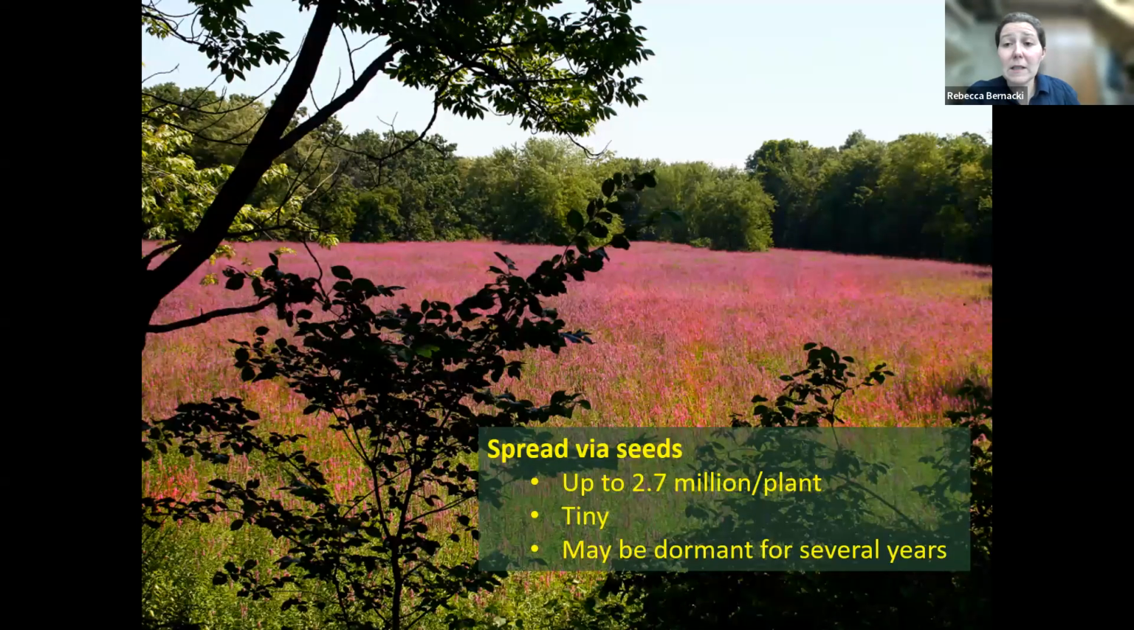This species is really spread via seeds. So a single purple loosestrife plant can produce up to 2.7 million seeds. So if you think about if you get one purple loosestrife plant, that next year, you have the potential for up to 2.7 million plants. So that's why it's really important to manage these things while they're small. The seeds are going to be very tiny, perfect for getting in the treads of tires if you're working in an area with this plant present, and they will remain dormant in soil for several years.